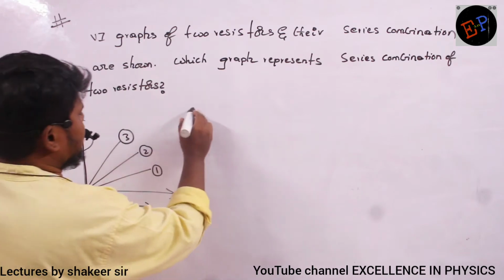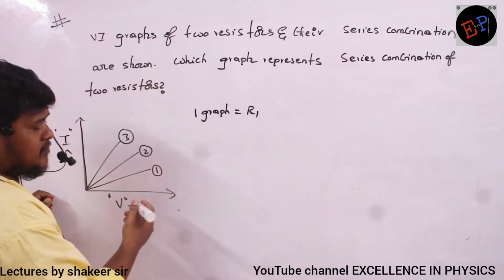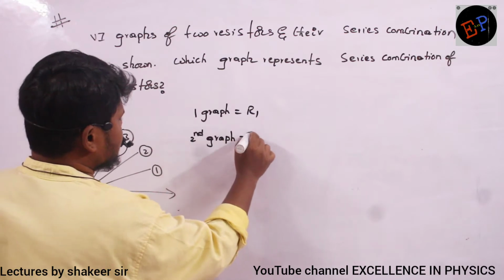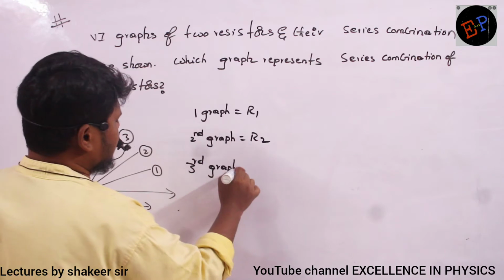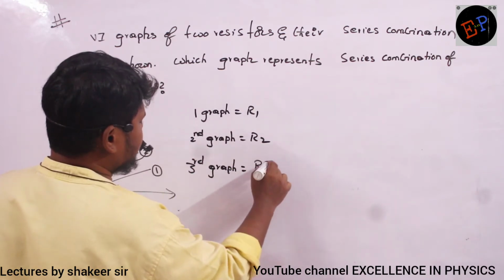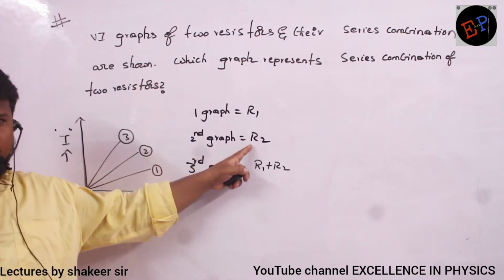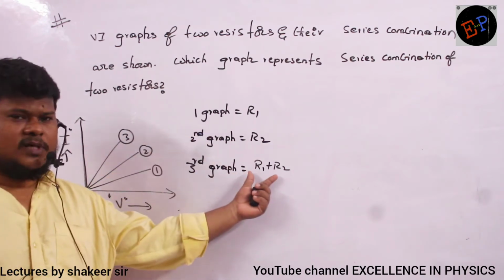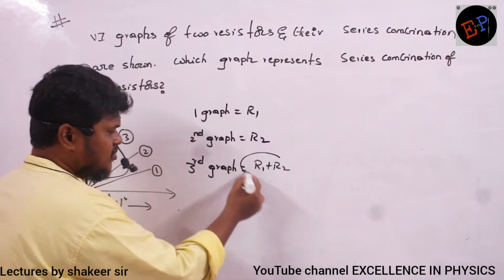It means one graph represents what? R1. Clear? One resistor. Second graph represents what? It represents resistance R2. Third graph represents their series combination, that means R1 plus R2. That's all. So out of these 3 graphs, one is the graph of R1, one is the graph of R2 and another graph is the graph of R1 plus R2. For series combination, this is the formula, no? R1 plus R2. Now can you say which graph belongs to this series combination?